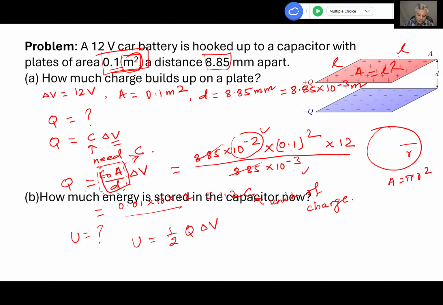Okay, so Q from here and delta V is 12. Was that 1.2 and 12? And this is going to be in joule. Okay. Six, 7.2 joules. Check numbers with your calculator. Don't believe in the numbers that I do in my head.